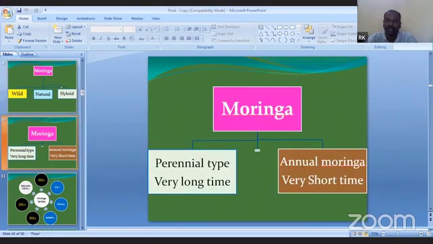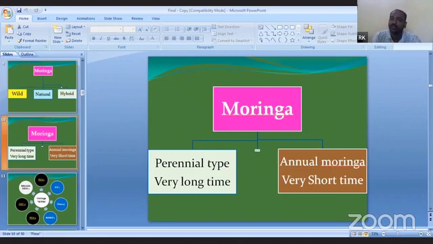Okay. Next slide, Moringa. I said that Moringa has two categories. One is the perennial type, and another one is the annual Moringa. What is perennial? Perennial means a very long time. Suppose 10 years, 20 years, that is called natural. So perennial, we are maintaining for 10 to 20 years. Sometimes some farmers maintain it lifelong. So this is called perennial.